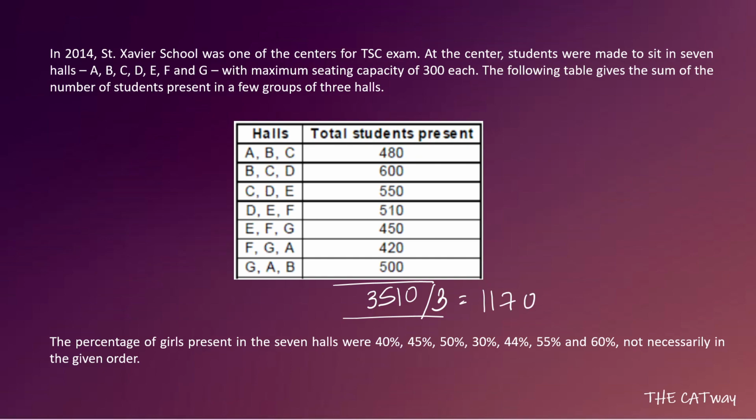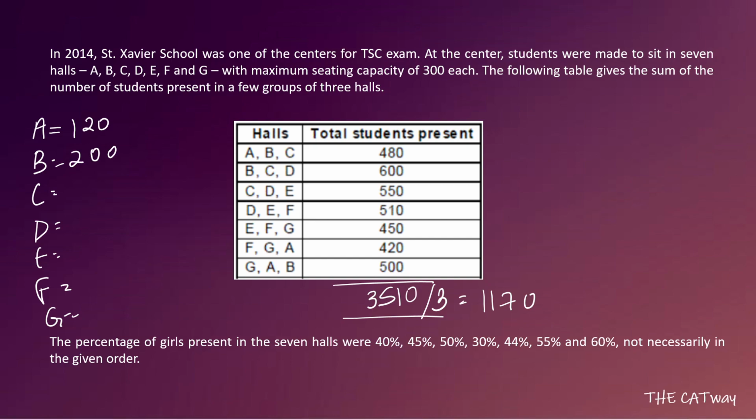So let's calculate for each class A, B, C, D, E, F and G. For A you have to calculate BCD and you have to calculate EFG. So BCD is 600, EFG is 450, 1050, we have 100 and 1050, we have 120. For B we have to calculate CDE 550, and we have to calculate FGA. So 550, 420, 970, B will be equal to 200.